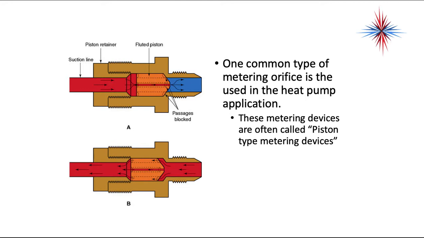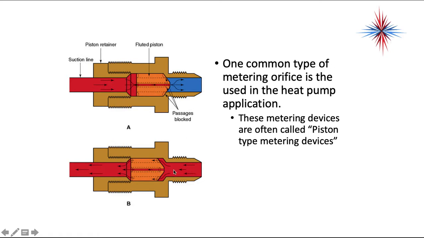So one common type of metering orifice is used in the heat pump application. These metering devices are often called piston type metering devices. It meters in one direction and allows free flow in the other direction. So when the refrigerant is coming this way, the metering device is pushed up against the passage and it forces all the refrigerant through the metering device.